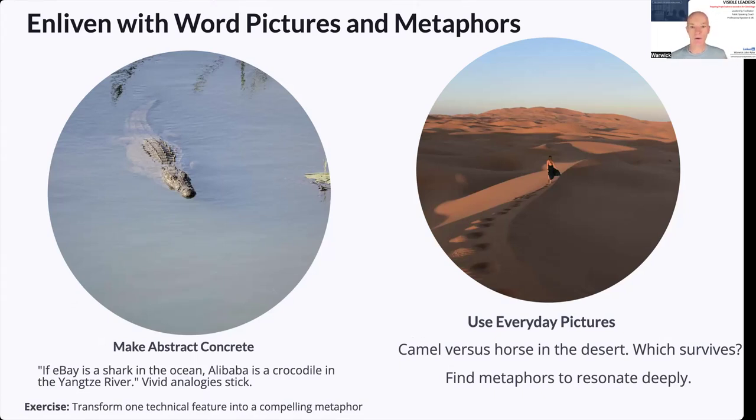comparisons work really well. The camel versus the horse. So you say, well, which animal is most impressive? And maybe you make a case for the horse. The horse can run faster than the camel. The horse has its mane flowing back. It's powerful. It's vibrant. It's energetic.